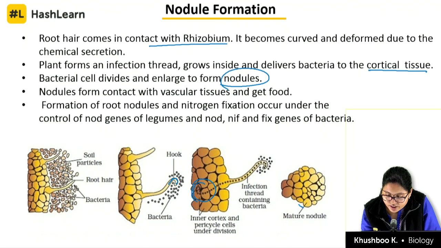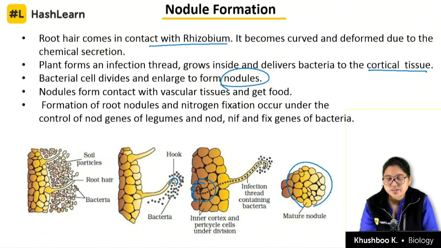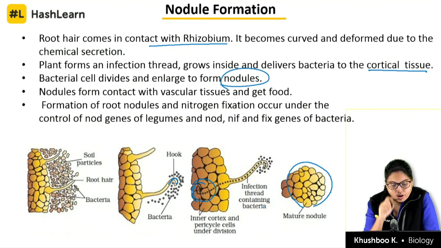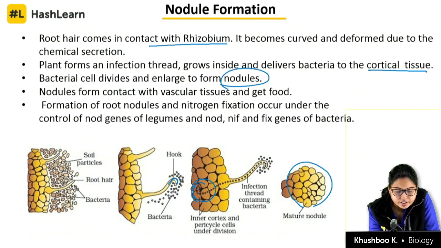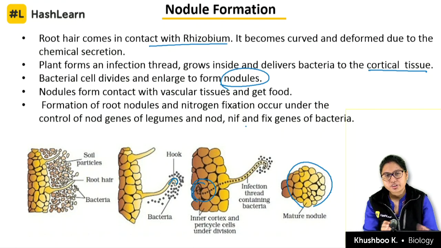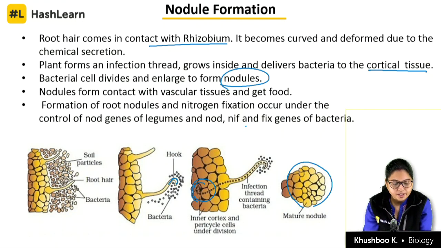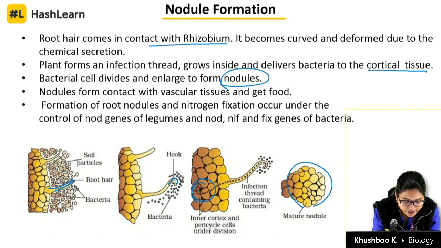As a result of this, an enlarged protuberance is formed, and that is called a nodule. Nodules form contact with the vascular tissues to get food, that is why it has reached till the cortex, and in turn formation of root nodules and nitrogen fixation occurs under the genes like NOD, NIF and FIX. You need not bother about that, just remember till this that you have the root hair cells.